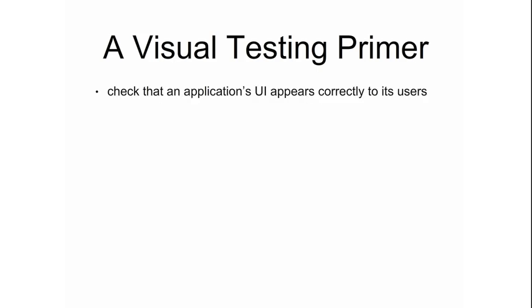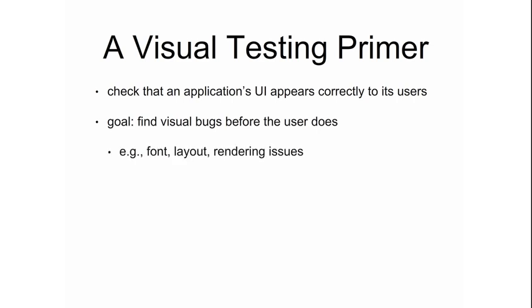So changing gears, I want to talk a little bit about visual testing and what visual testing is. Just to give you a quick primer, visual testing is the ability to check an application's interface, to make sure it appears correctly to its users. This is something that's often been thought to only be doable manually. But the goal of it is to find visual bugs before your users do.